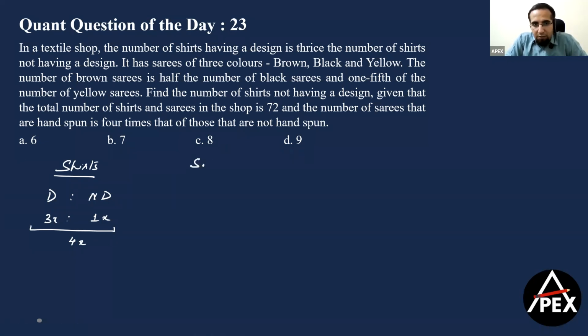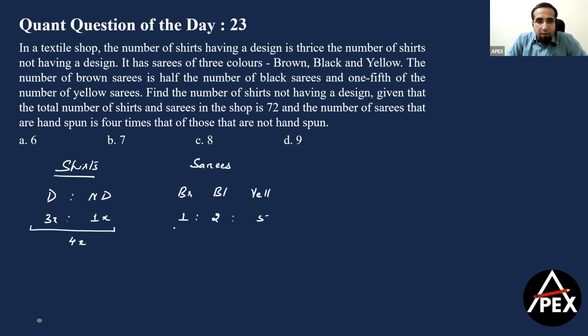Now it has saris, which are brown, black, and yellow. The number of brown saris is half the number of black saris and 1/5 of the number of yellow saris. Okay. So I have brown, I have black, and I have yellow. Brown is half of black, and brown is 1/5 of yellow. That is 1 is to 2 is to 5.